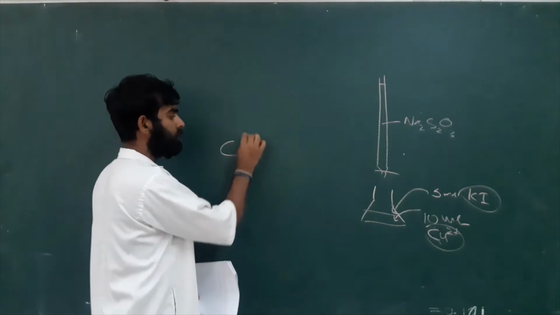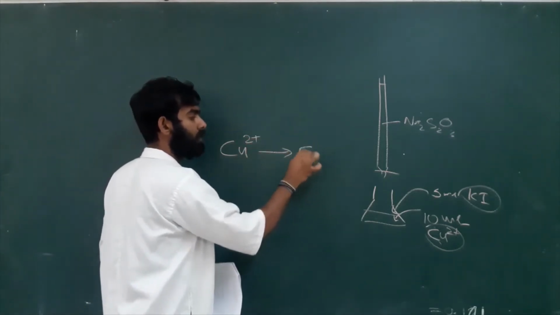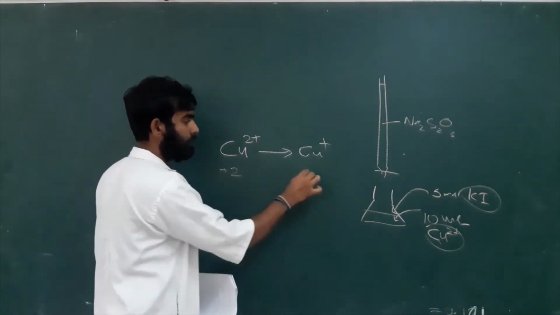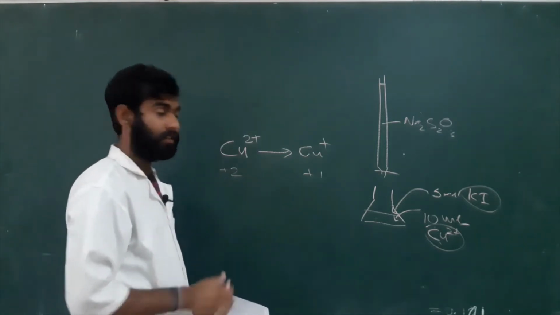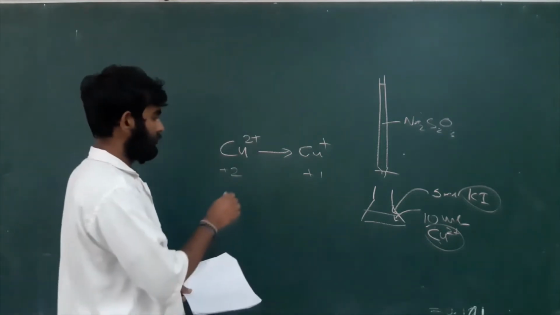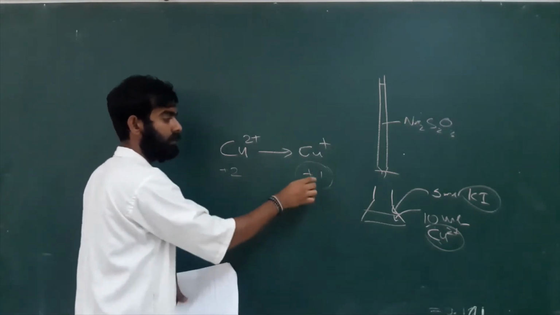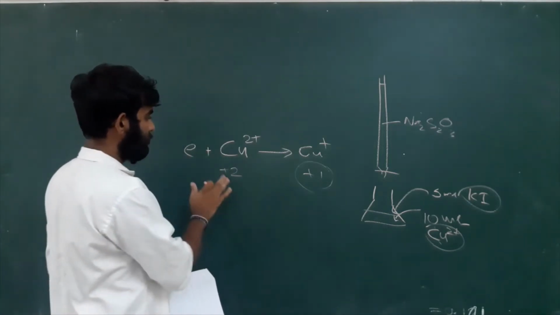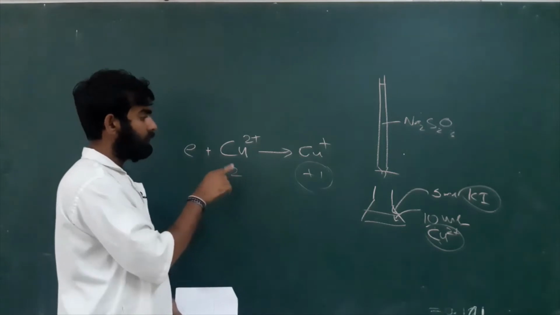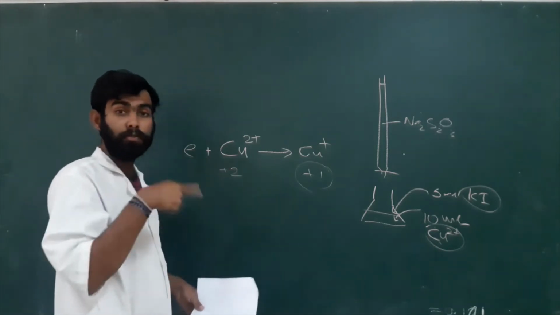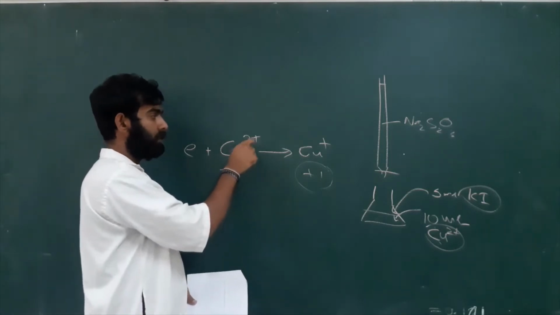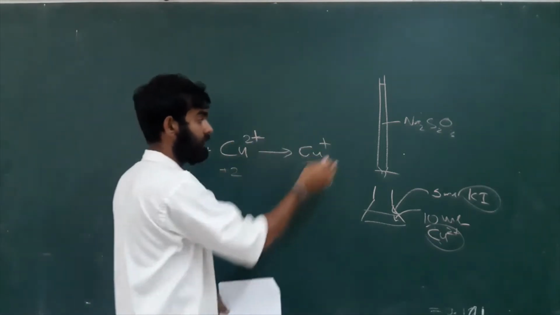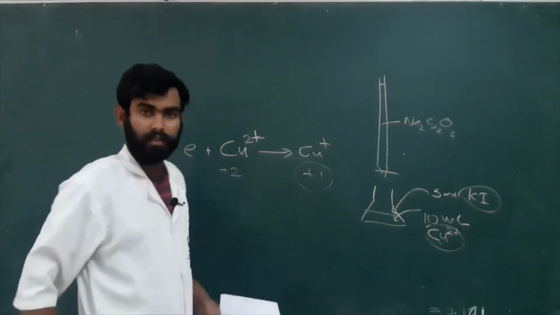The copper Cu2 plus will reduce into Cu plus. The oxidation number of copper is here 2, here plus 1. So to balance the charges, we have to add 1 electron to this side. Now the positive charge is balanced by this electron, 2 positive charges on one side and 1 positive charge plus 1 electron on the other. Now this equation is balanced.